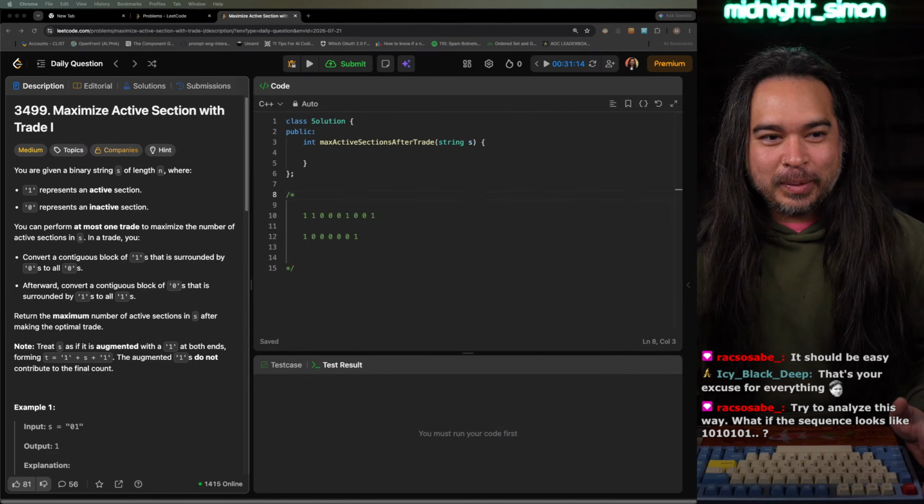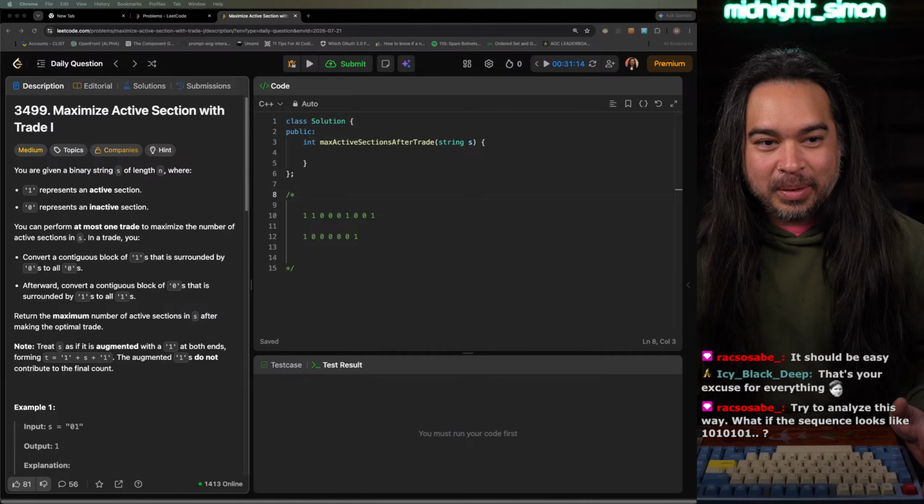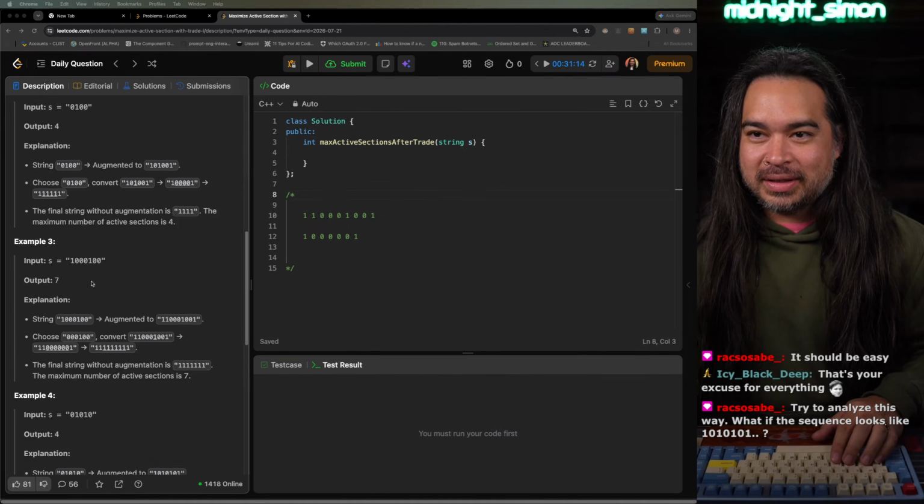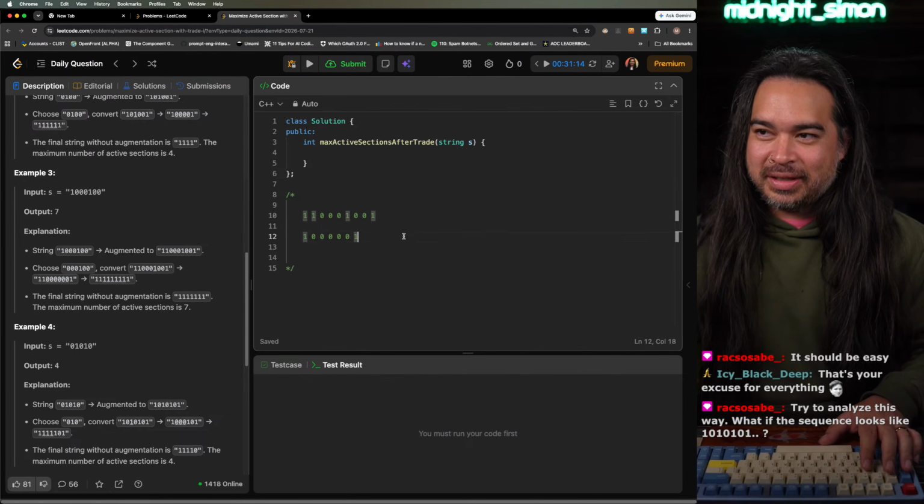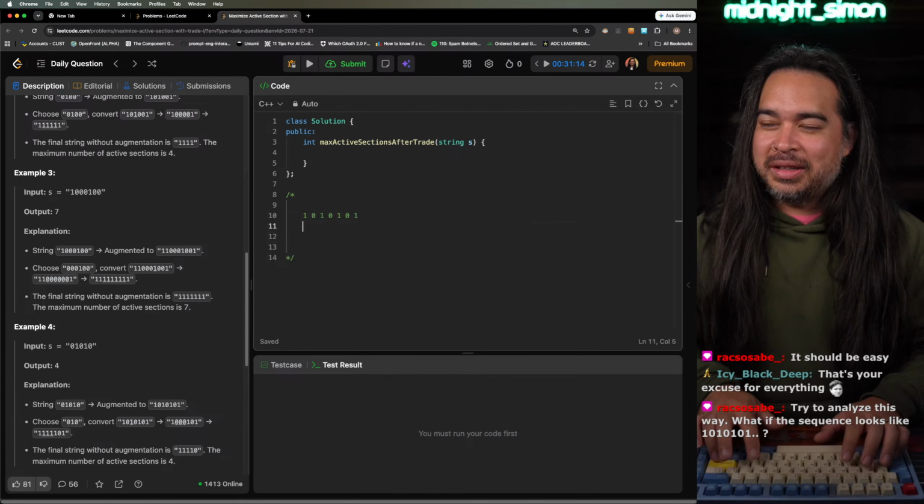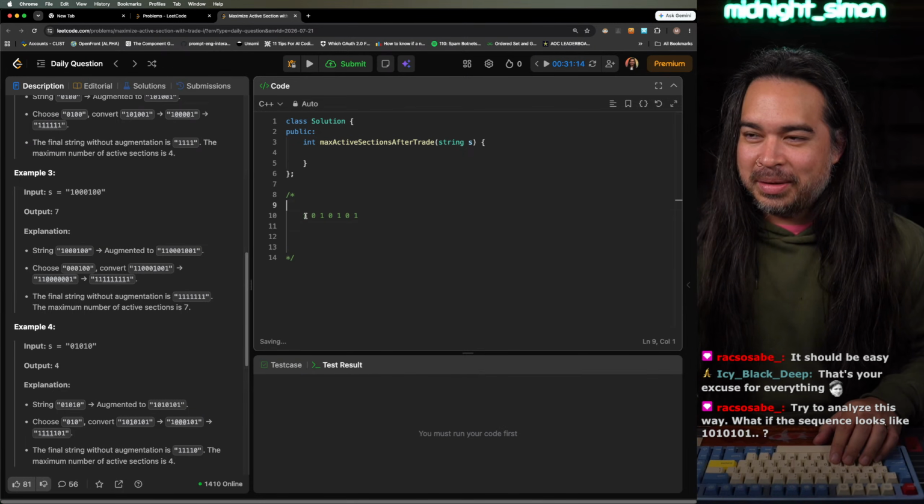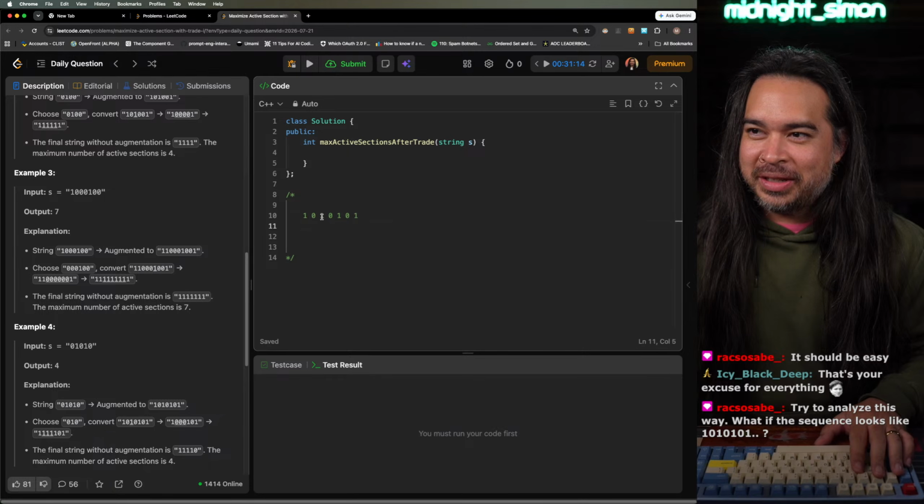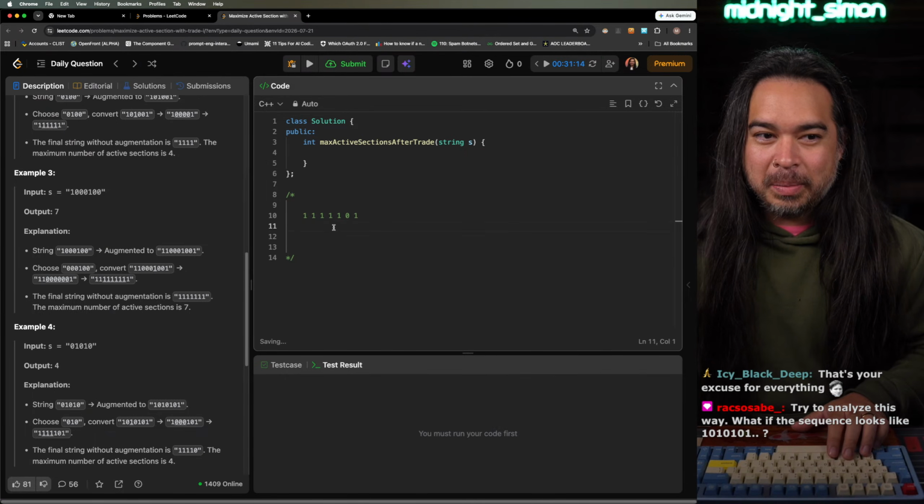Try to analyze this way. What if the sequence looks like 1 0 1 0 1? Yes, like example 4. All right, let's see. What if it looks like something like this? Then let me try and see what's going on here. We take a group of ones, turn it to zeros, and then a group of zeros and turn it to ones. What does that tell me?